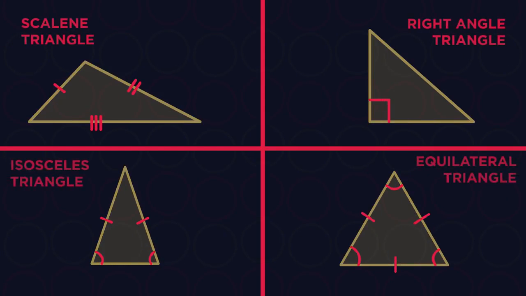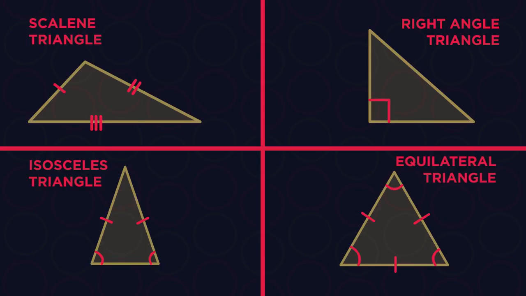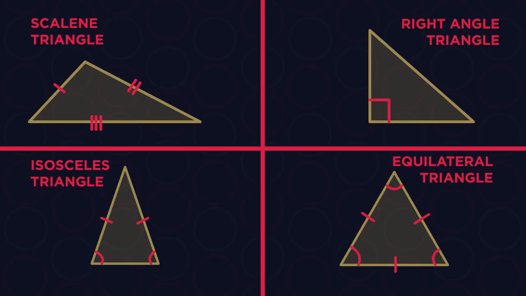So there we have our different types of triangles. Just find a way that works for you to remember the different names. As I said earlier, I always remembered isosceles means equal legs.